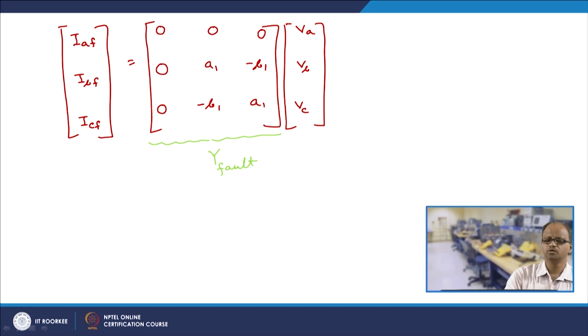So this is the Y fault matrix corresponding to the BCG fault. We are still remaining with two types of fault, ABC and ABCG fault. We will be deriving their fault admittance matrices in the next lecture.